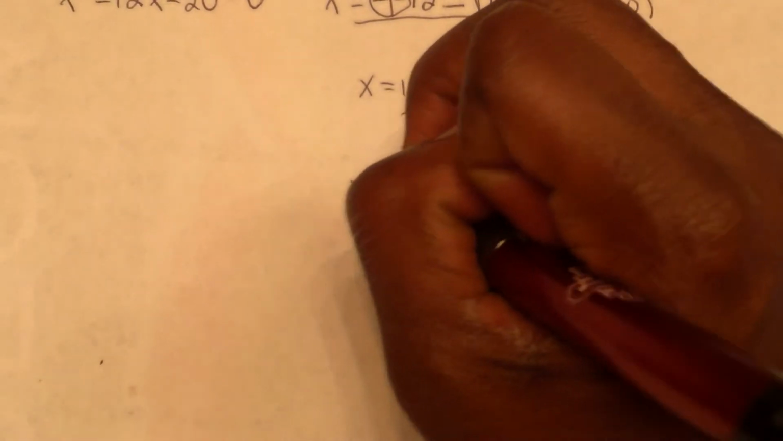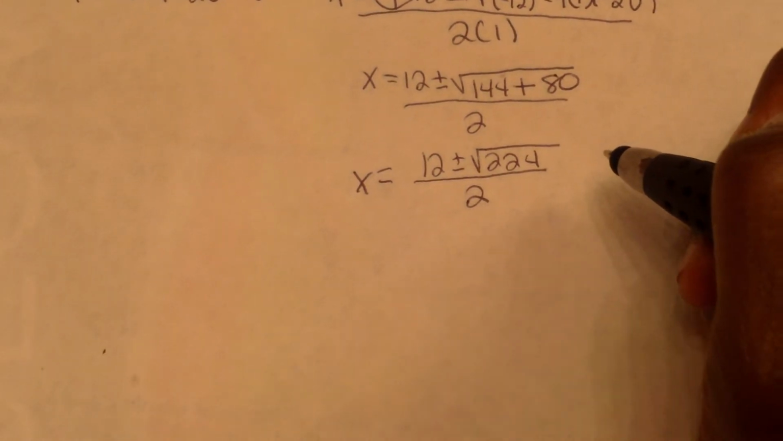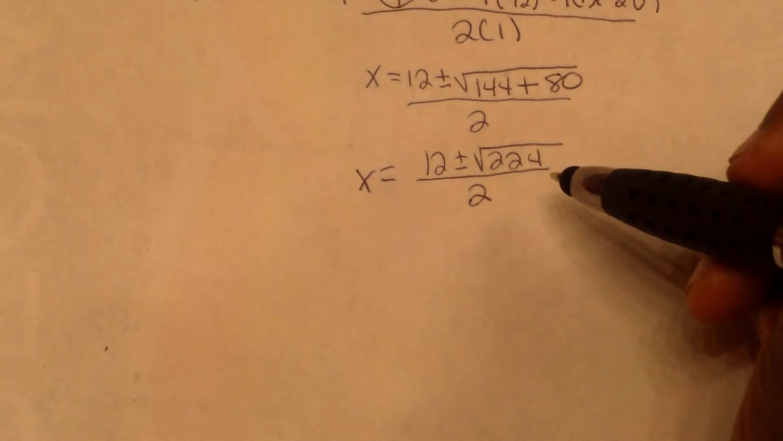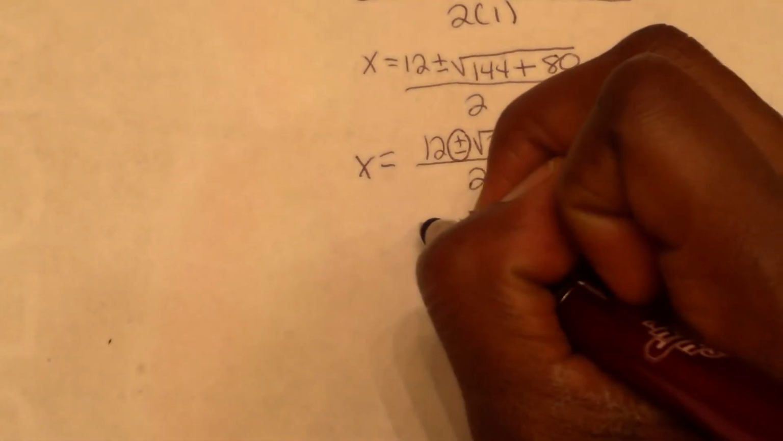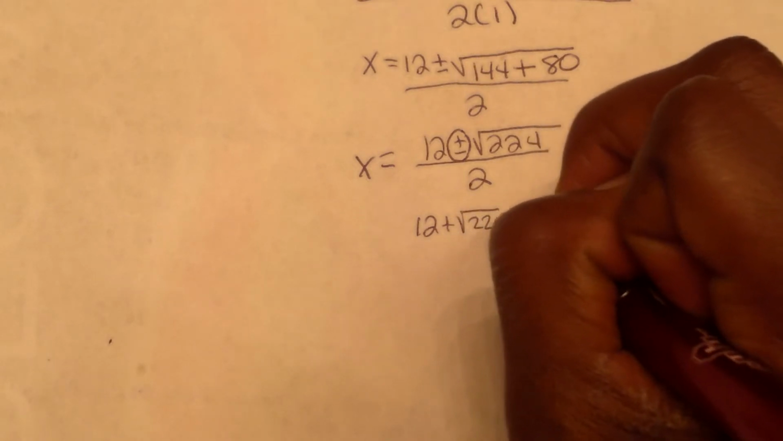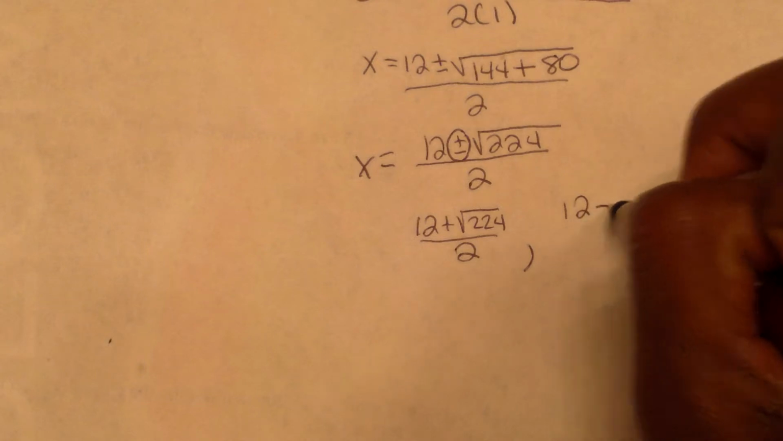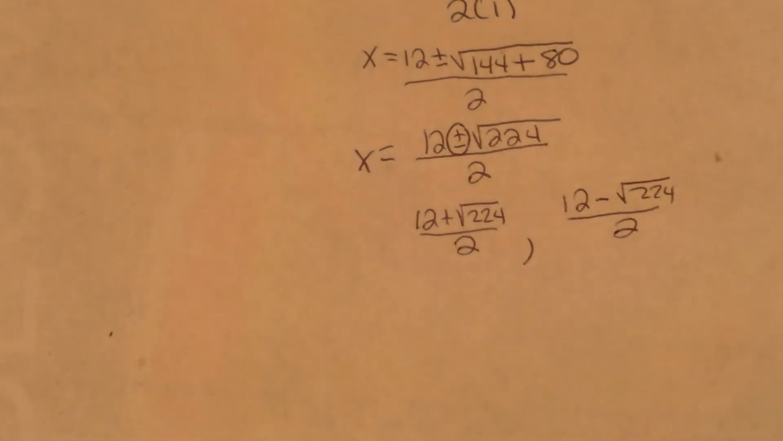So then here we come down. We haven't really talked about how to simplify radicals yet, or square roots. So at this point, there's no square root of 224. So at this point, we would go ahead and it's time to split up and find both of our zeros. So we split the plus and minus, and so the first 0 is going to be 12 plus the square root of 224 over 2. And the second 0 is going to be 12 minus the square root of 224 over 2. And so those are the zeros.